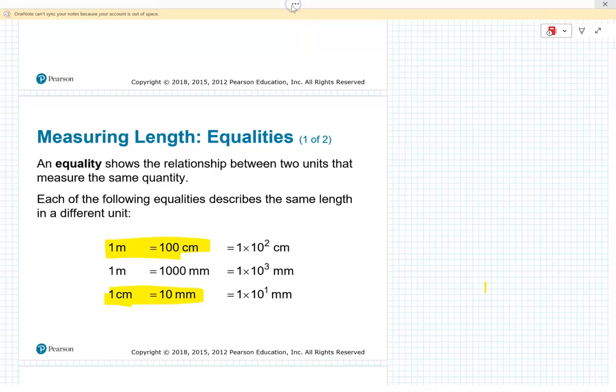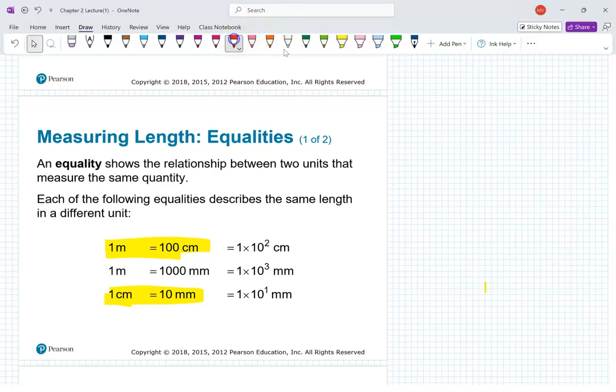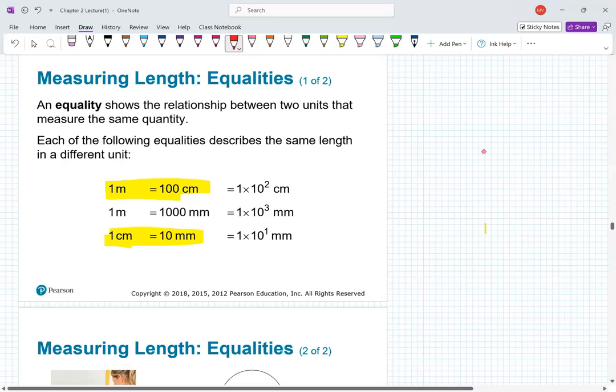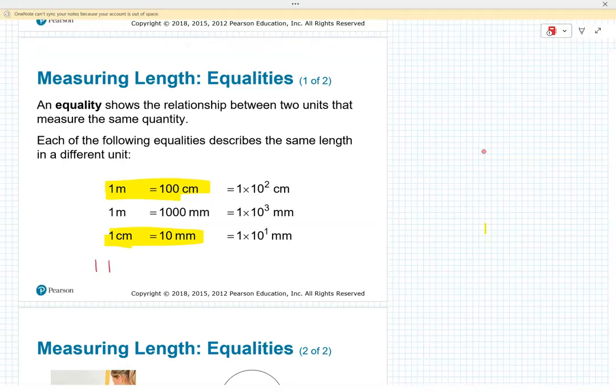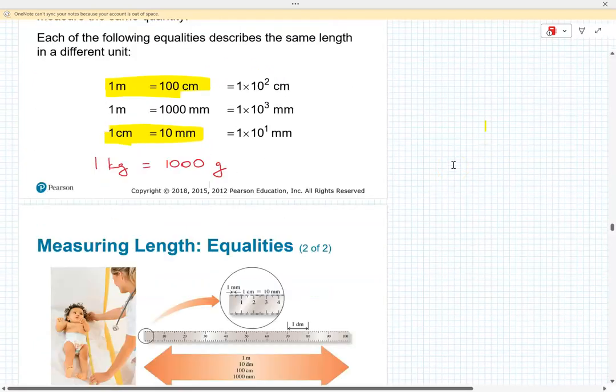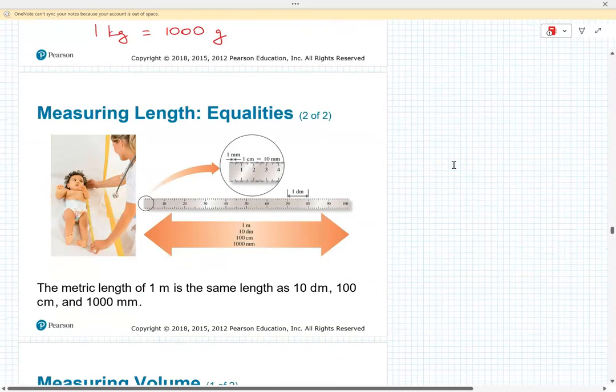You can say that 1 kilogram equals 1,000 grams. Okay, makes sense? So these are equalities within the length. Let's write some down, shall we?